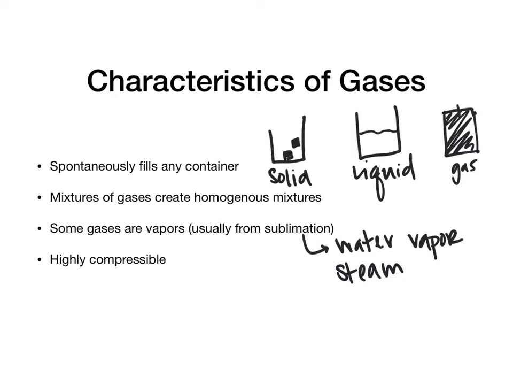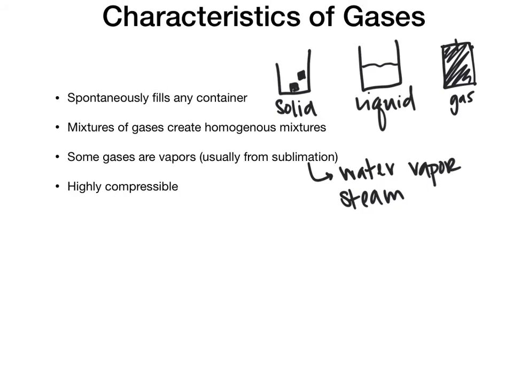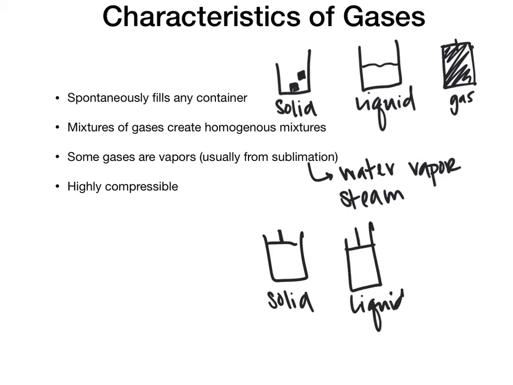And they're highly compressible. So if we think about these 3 buckets of materials, we're going to add a piston to the top. We have our solid, we have our liquid, and we have our gas. Basically a piston is just a container with a lever that you can squish down. So the solid will compress, but only to a certain extent. Basically it shrinks to the size of the solid object.